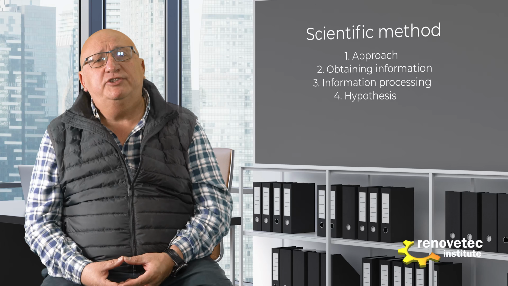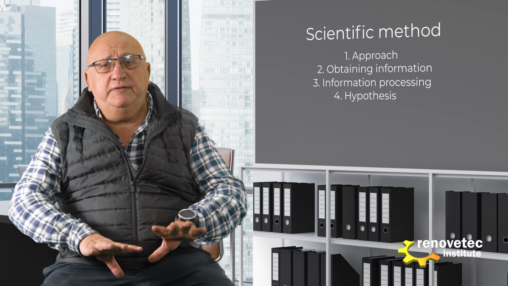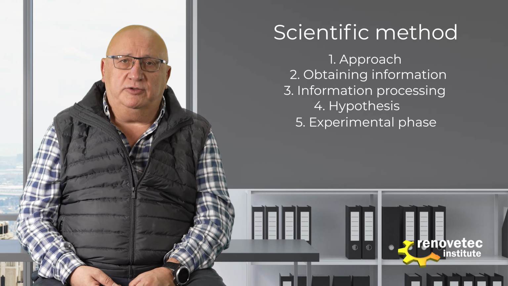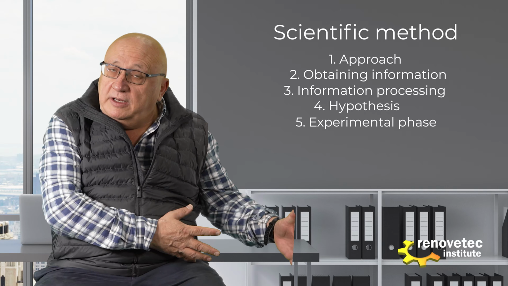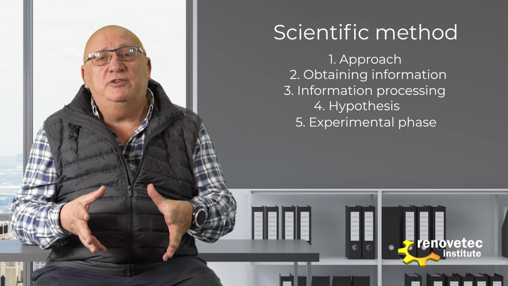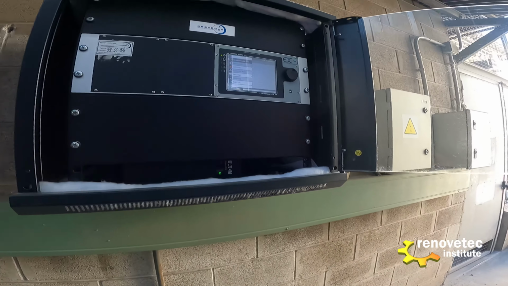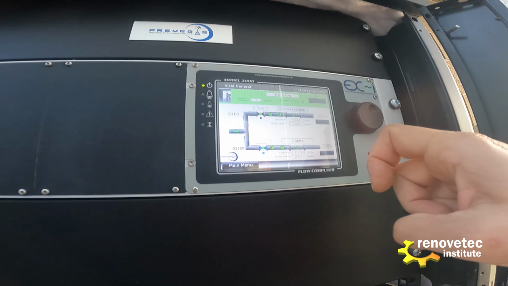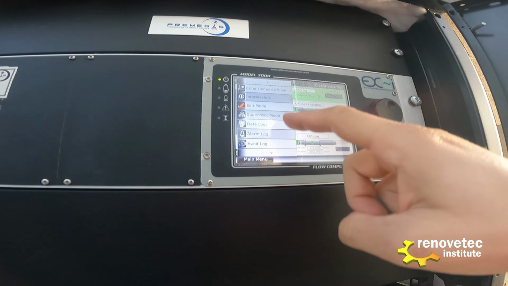Once we have established the different hypotheses, the different investigation lines, the fifth step arrives. The fifth step is the experimental phase. It's the most important in the scientific method. The others are important, but this one tries to demonstrate or refute the hypothesis. Then we need to identify different points to demonstrate or refute the hypothesis.